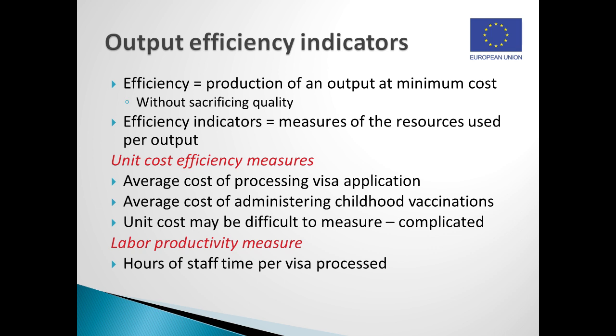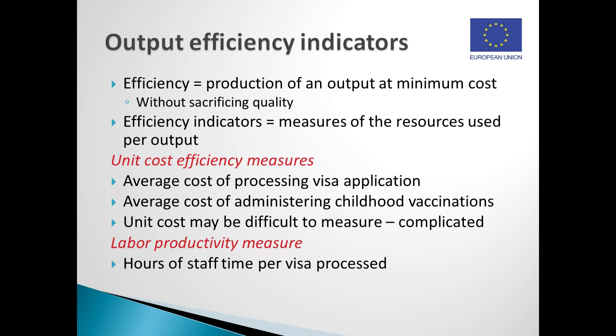In principle, the most useful type of output efficiency measures are unit cost measures. In other words, measures which tell you how much it costs on average to deliver a unit of service. So in the context of visa applications, knowing what it costs on average to deliver a visa application can be a very useful measure. If it turns out, for example, that the average cost of processing a visa application is 40% higher this year than it was last year, then that raises real questions as to whether the service may be becoming less efficient.